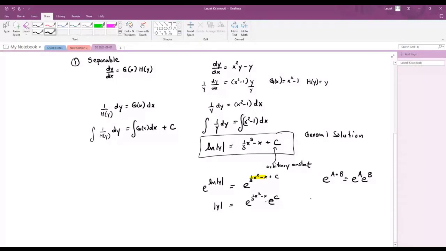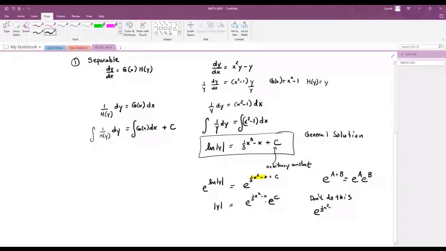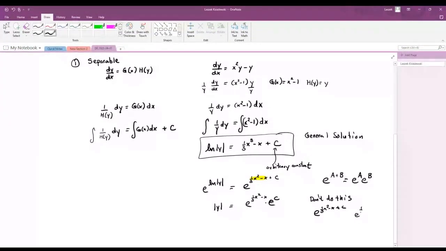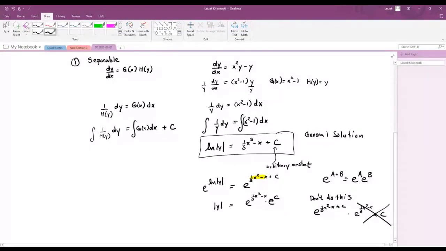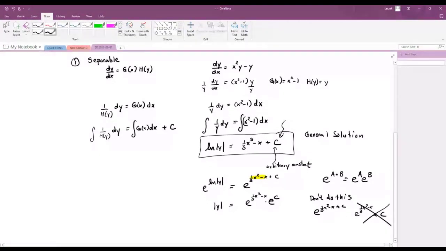So what you don't want to do is think that if you have this exponential plus a constant, that's just my exponential plus a constant. This is wrong, right? These are not equal. It's by properties of exponents. Here we got the plus constant of integration, but then we exponentiated both sides, so now we have e to something plus something, so we have to use properties of exponents correctly.